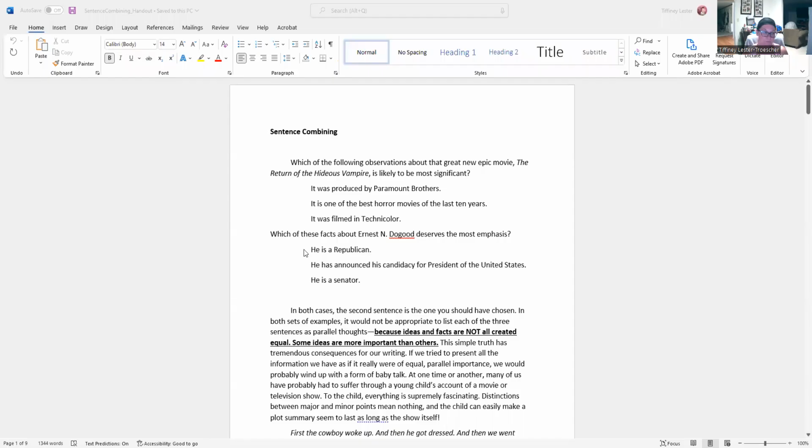Hey everyone, I'm going to take just a little bit of time here to cover the lesson on sentence combining. All right, so this is an interesting lesson because we have already looked at sentence fragments and run-on sentences and comma splices.